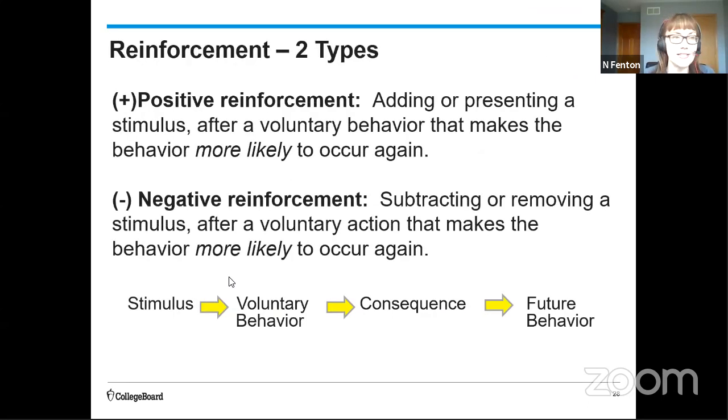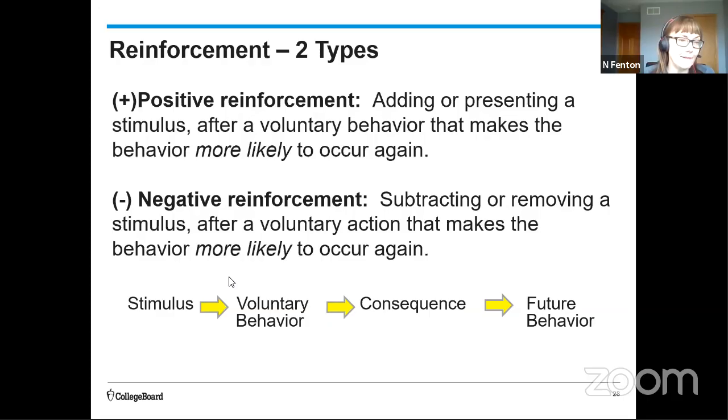And again, as I mentioned, these are consequences that follow that voluntary behavior that can either be added, in the case of a positive reinforcement, or subtracted, right? But either way, whether it's a positive or a negative reinforcement, that behavior is going to increase. So it's going to make that behavior occur more in the future.